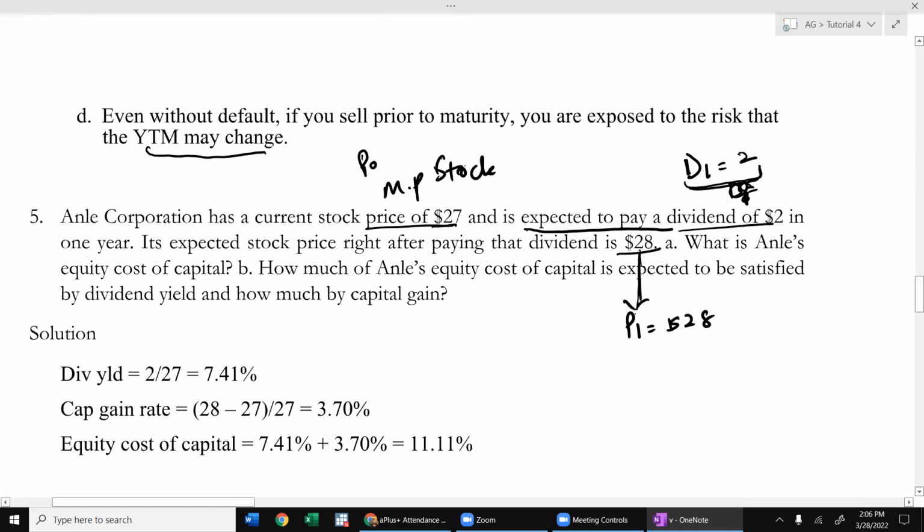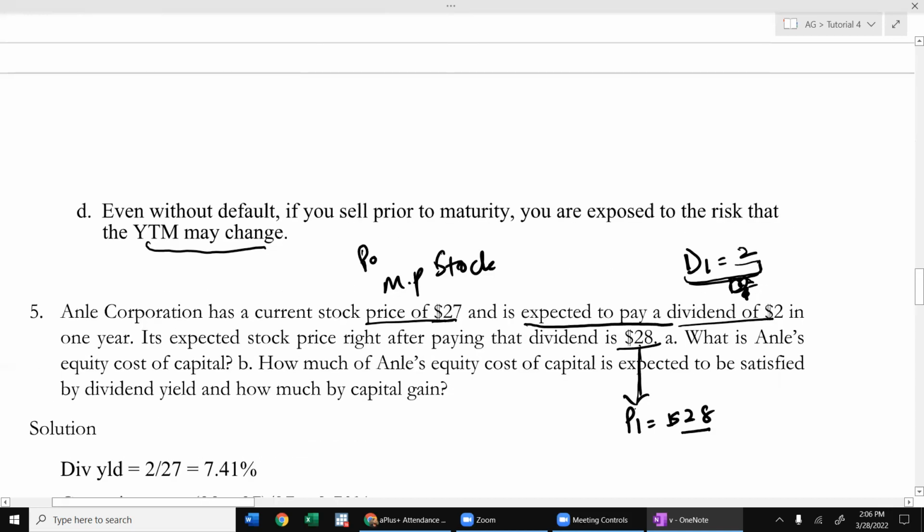So now can you see that the current stock price is 27. After 1 year the price will be 28, and at the end of the first year, you will also get $2. What is the analyst's cost of equity capital? How much of the analyst's equity cost of capital is expected to be satisfied by dividend yield, and how much by capital gain yield?